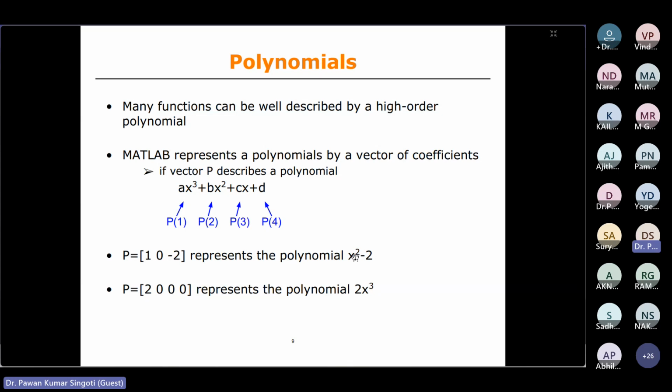In this matrix P, 1 is the coefficient of x square. x is not available, so 0 is showing over here. Then in the last place it shows minus 2. For the second one, only 2x cube is there, so 2 is showing. For x square, 0 is there. For x, 0 is there. And for the constant, 0 is there. Like this, we can make a vector of the coefficients.